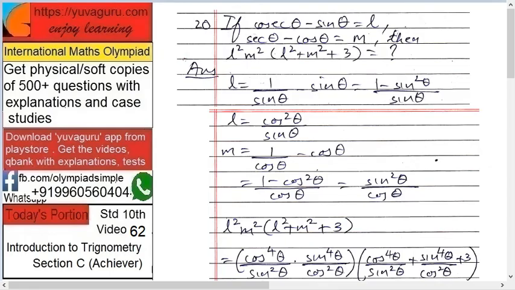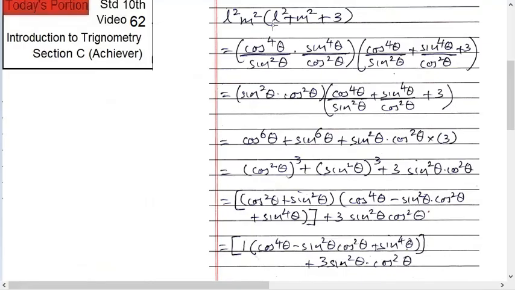Okay, let's solve. So our expression becomes cos raised to 4 theta upon sin square theta into sin raised to 4 theta upon cos square theta, right? This is L square m square. Now into bracket cos raised to 4 theta upon sin square theta plus sin raised to 4 theta upon cos square theta, this is m square plus 3, right? Okay, RHS only.